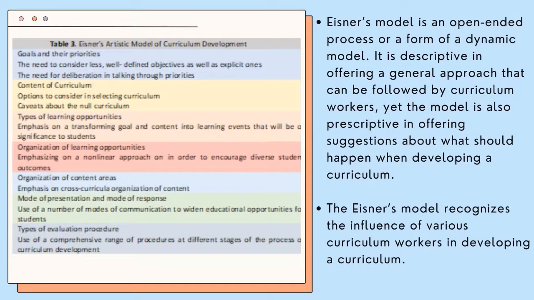Eisner's model is an open-ended process or a form of a dynamic model. It is descriptive in offering a general approach that can be followed by curriculum workers. Yet, the model is also prescriptive in offering suggestions about what should happen when developing a curriculum. So, being dynamic, it is not only open-ended but descriptive and prescriptive at the same time. Eisner's model recognizes the influence of various curriculum workers in developing a curriculum. So, as we discussed earlier, the model emphasizes the importance of having well-defined goals and objectives in curriculum. It recognizes the varied activities that teachers do in the school to attain goals of the curriculum.